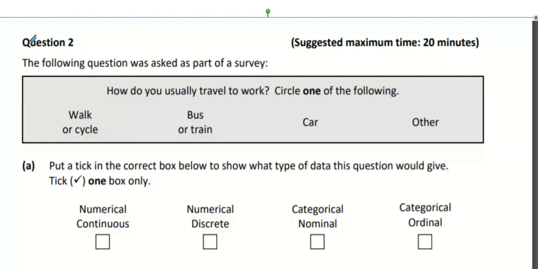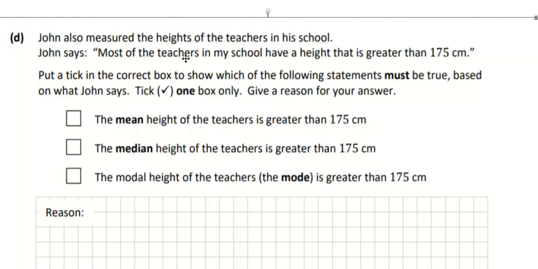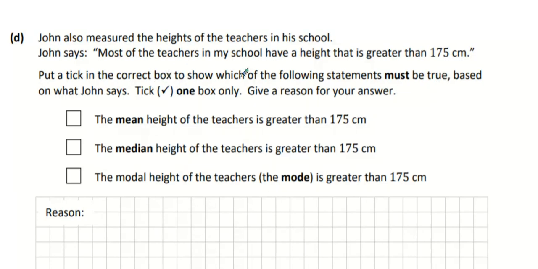Okay, we're on to question 2. Oh, sorry, 1D, which we'll find here. Now we're on to 1D. John measured all the heights of the teachers in a school. He says most of the teachers in the school have a height that is greater than 175. Okay, put a tick in the correct box to show whether the following statements must be true.